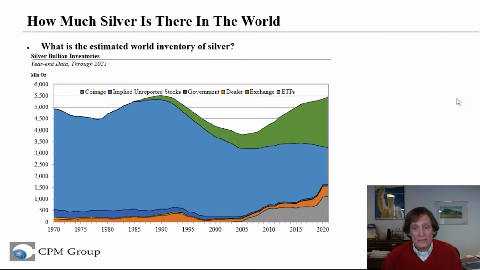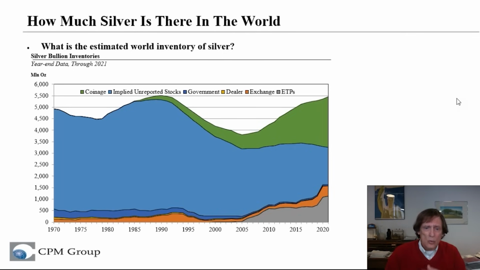The other part is the capital account. How much silver is out there in physical silver form, bars and coins. And you'll see that the biggest part of this traditionally has been implied unreported stocks. These are CPM Group's and Andy and Harmon's, back when they were working with us, estimates of how much silver is out there. And the U.S. Treasury actually helped us along with the silver market in coming up with historical figures, which I'll show you in a second.